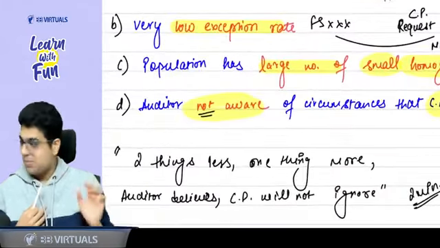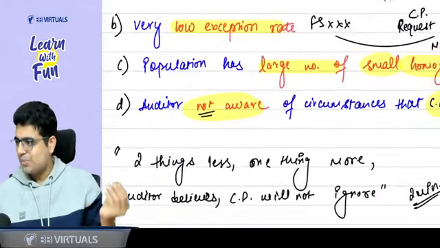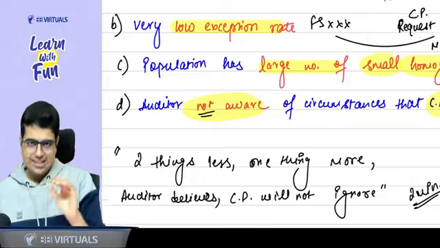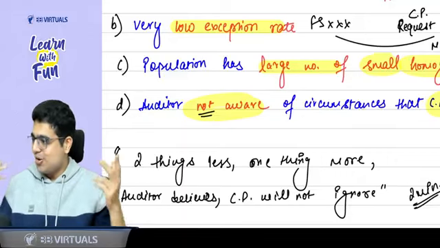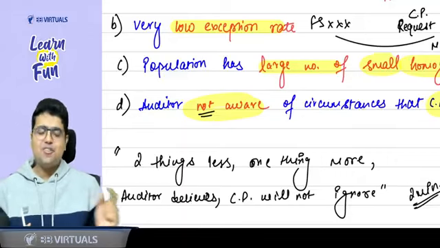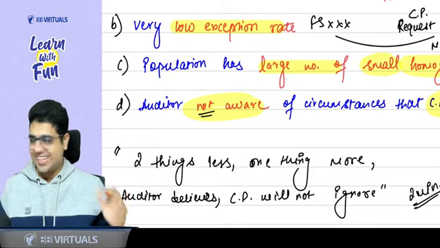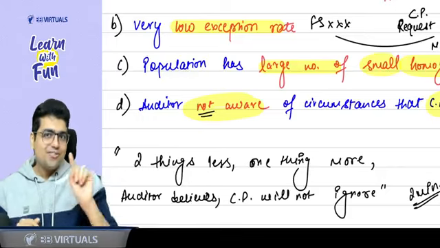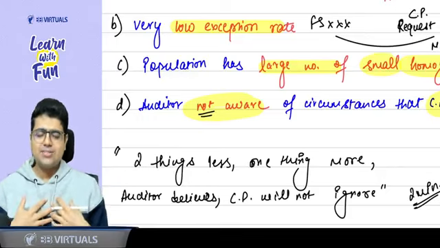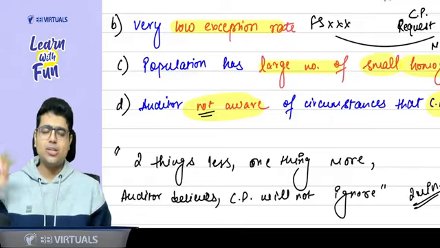So this is how you can remember it through this small amazing thing. Two things less, one thing more. Auditor believes that confirming party will not ignore. This is a rhyming line which can help you. Come on. Two things less, one thing more. Auditor believes that confirming party will not ignore. What are the two things less?